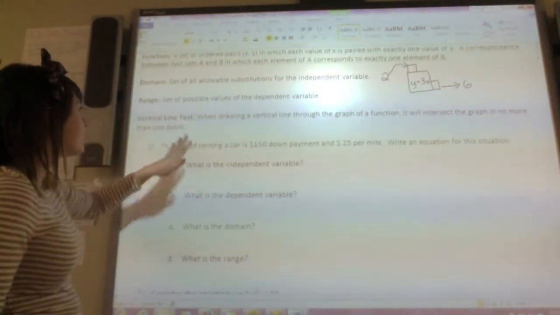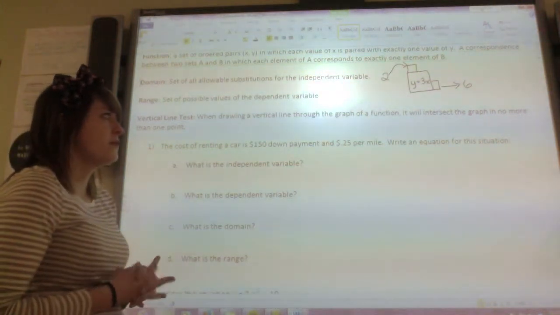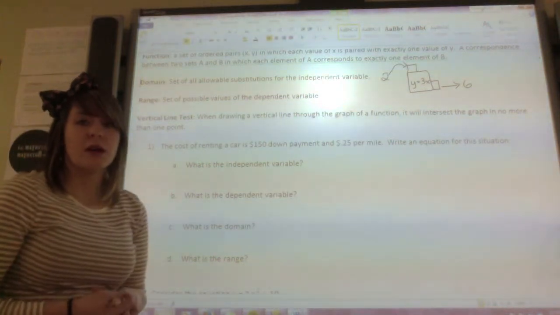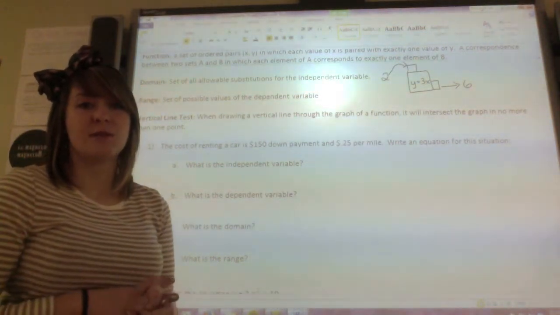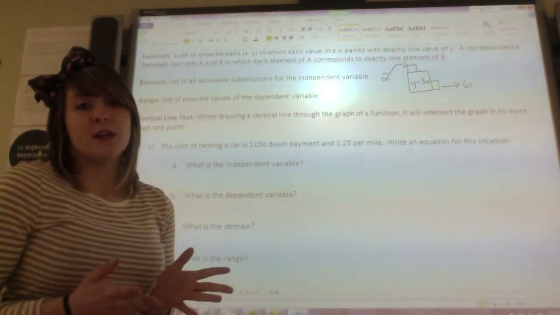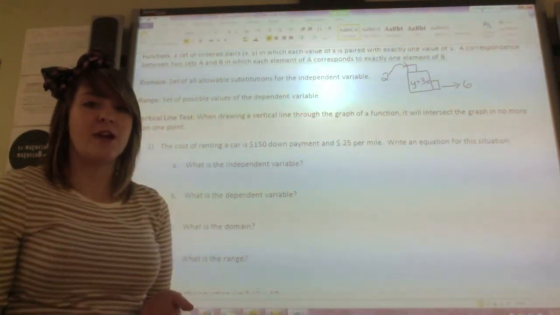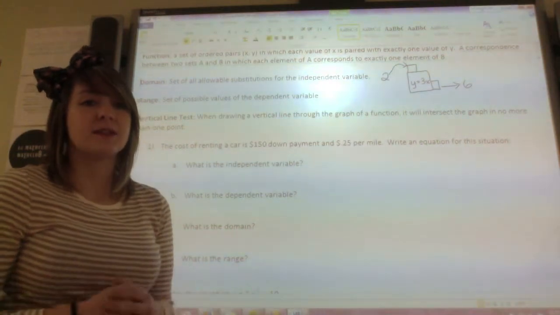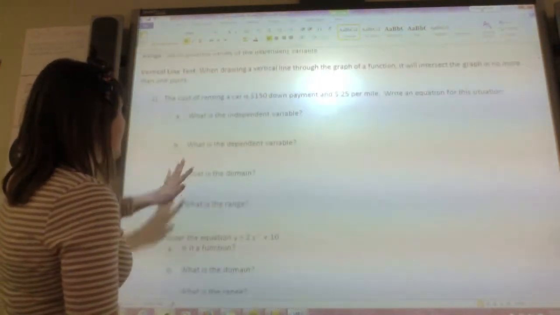Okay, we also have the vertical line test, and this says that when you're drawing a vertical line through the graph of a function, it will intersect the graph in no more than one point. Okay, so if you have a function, you can check to make sure that something is a function using the vertical line test. Basically, you graph your function, and if you can put a vertical line and it passes through more than one point at any time, then it's not a function. Okay, so let's do some problems.